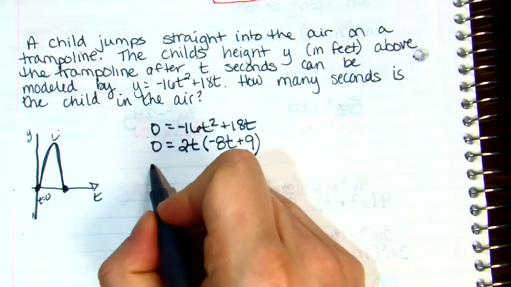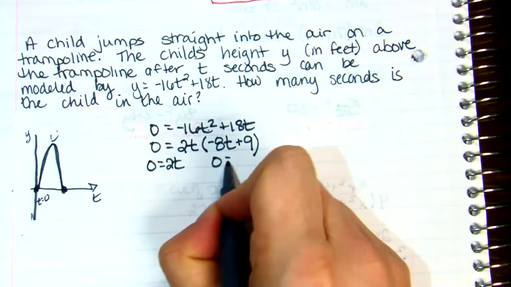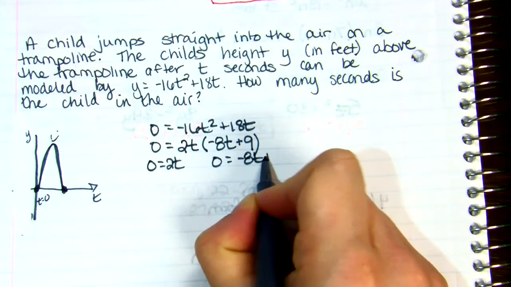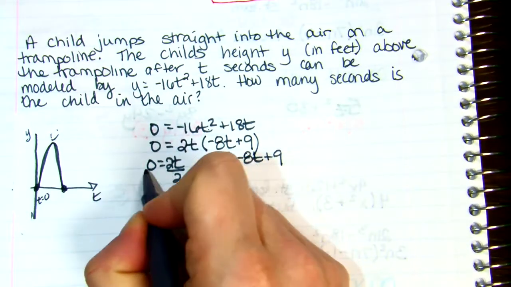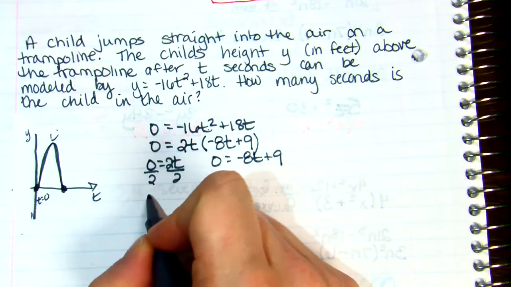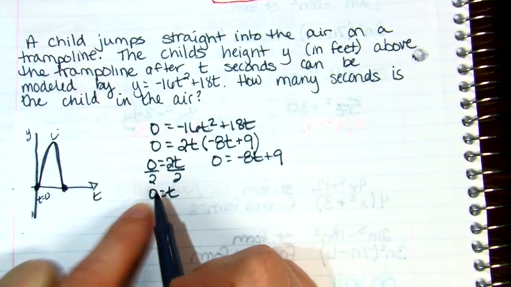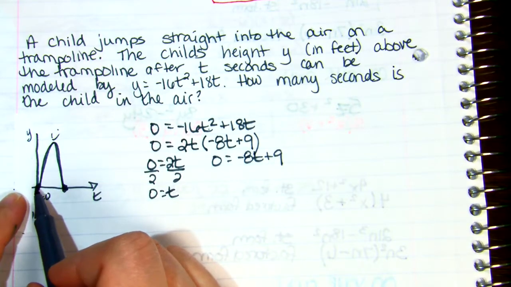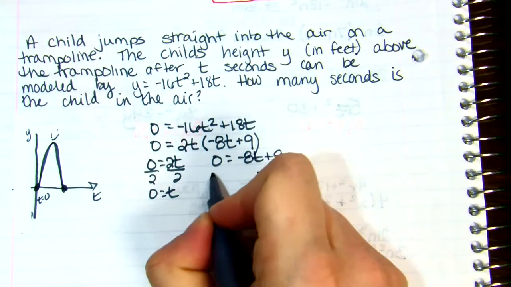If this equals 0, that tells me that either 2t equals 0 or negative 8t plus 9 equals 0. Over here, I would divide each side by 2. 0 divided by 2 is 0. So the kid is on the trampoline when time equals 0. Well, we knew that already. That just makes sense. For this one, I'm going to subtract 9 from each side.